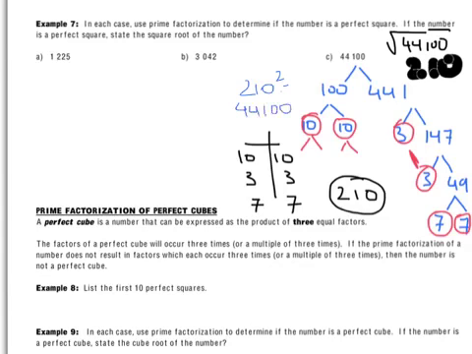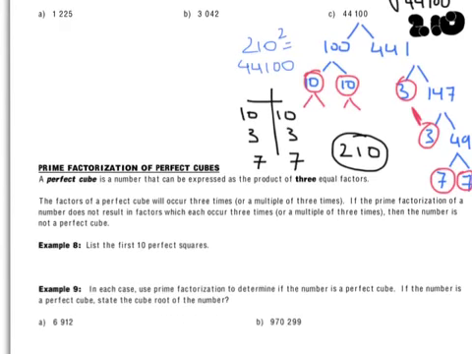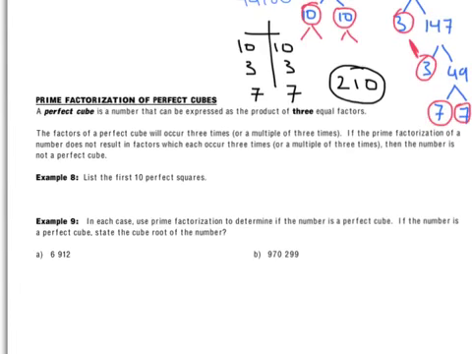Okay. We can do the same strategy for finding perfect cubes, and if you recall, a perfect cube is a number that can be expressed as a product of 3 equal factors. So the factors of a perfect cube will occur 3 times. Unlike the perfect squares where we're looking for pairs, this time we're looking for triplets. If the prime factorization of a number does not result in factors in sets of 3s, then the number is not a perfect cube.